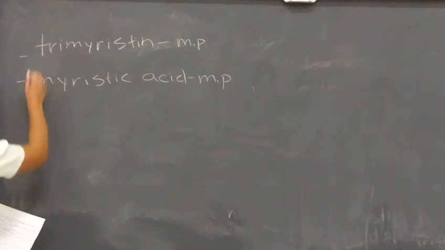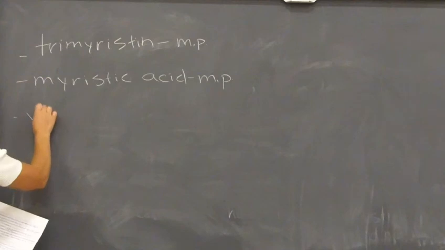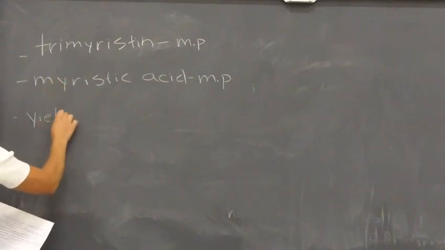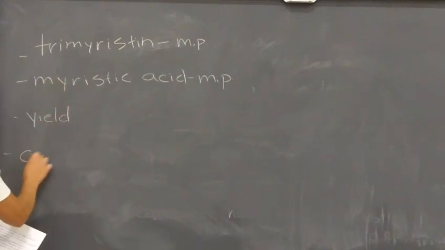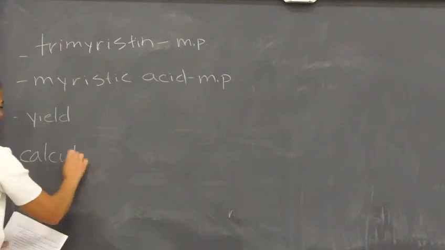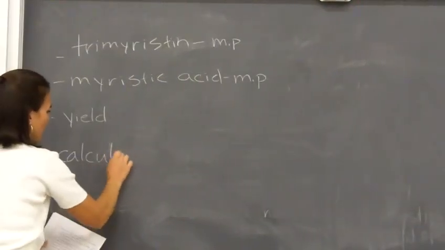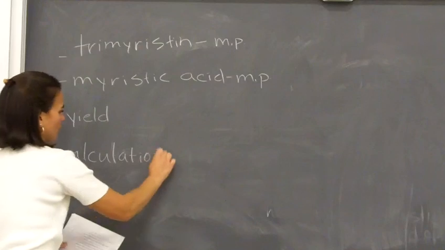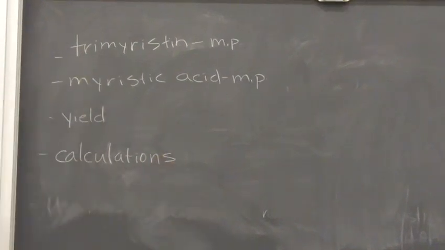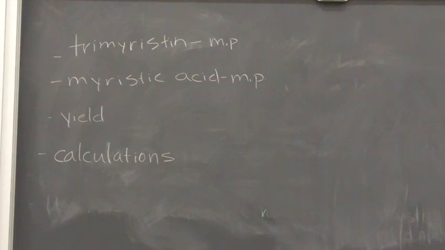All right? Then make sure you take care of, you need your yield of your myristic acid, and then you also need all those calculations that you have for the trimyristin, okay? So don't forget that. All right. Any questions? Okay. Good luck. Just make sure you're really prepared.